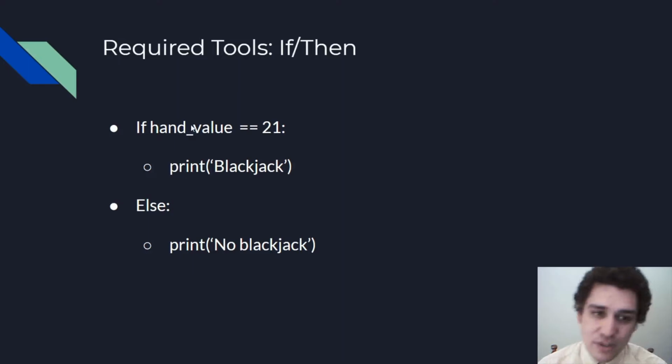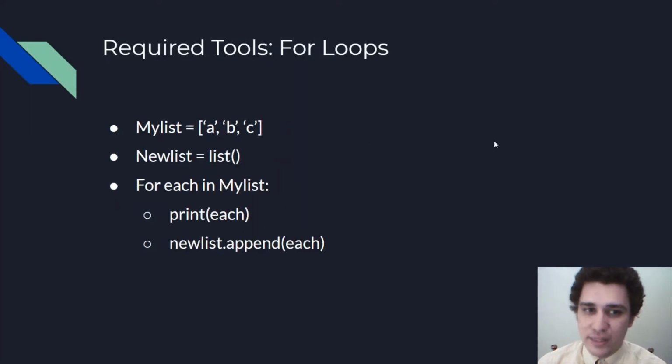All we have to do is give it a logical test, such as whether something equals something else or something is greater or less than, and then we can tell it what to do if that's the case, and if that's not the case, then we tell it what to do as well.